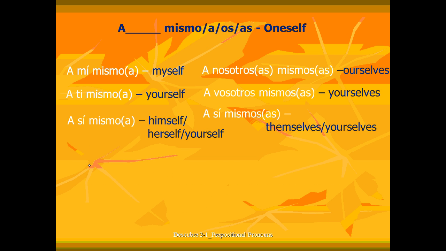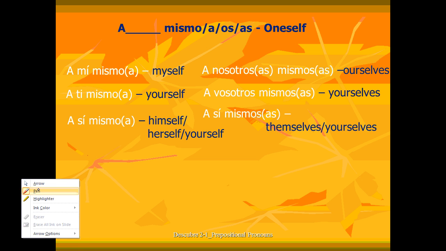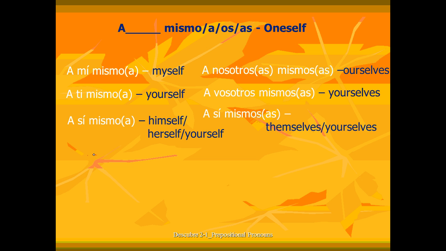So for an example, you could say, ella se habla. So you're trying to say she speaks to herself. And then you can add a sí misma, just for clarity on there. You could say, yo me hablo a mí mismo, for example.